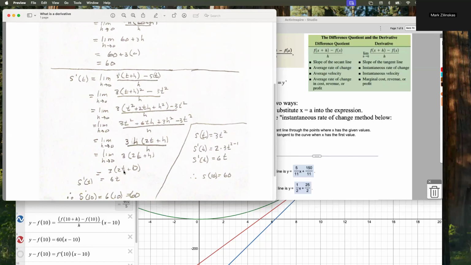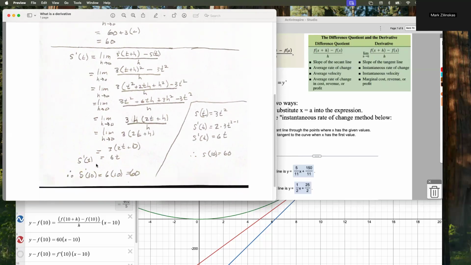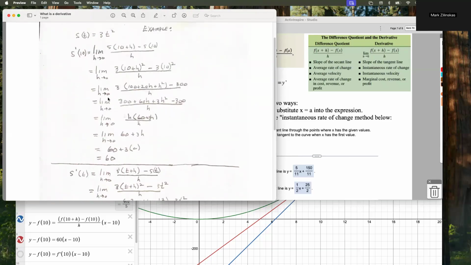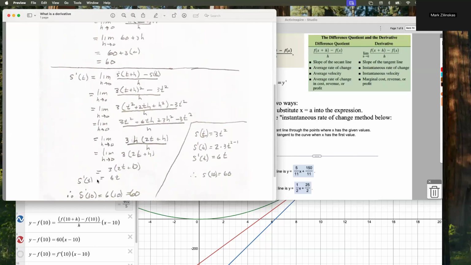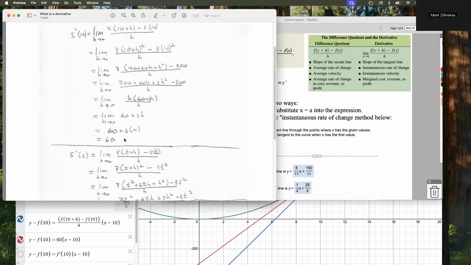Okay. But here's the interesting part. Now, if I want s prime of 10, like I did up here, instead of going through all this for each individual instant, I can just plug into this formula. So s prime of 10 is going to give me 60, because s prime of t is equal to 6 times t. So if I want the instantaneous rate at 10 seconds, I'm just going to go ahead and plug in the 10. I get 6 times 10, or 60, which is the same thing as we got up here.